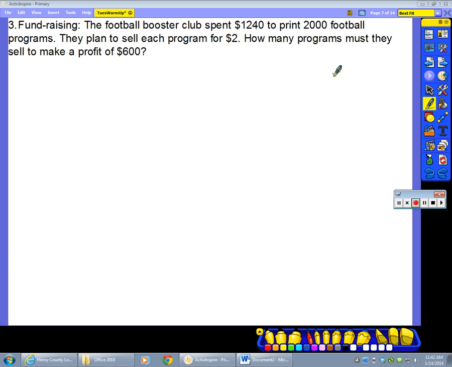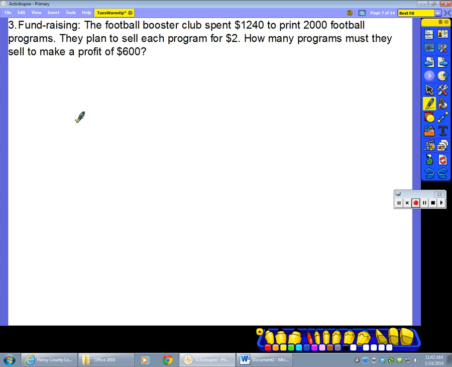All right. So the very first thing that we have to understand is the word profit. What profit means, and some kids don't understand this, is profit is the amount of money that you have left over after you pay all of your bills. Okay, so that kind of changes the dynamics of this problem.